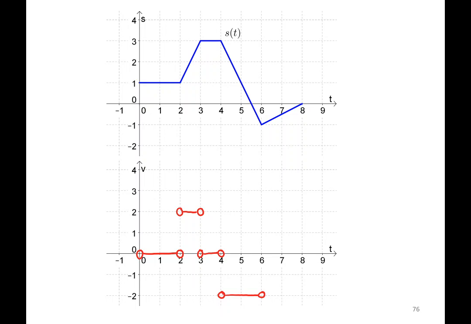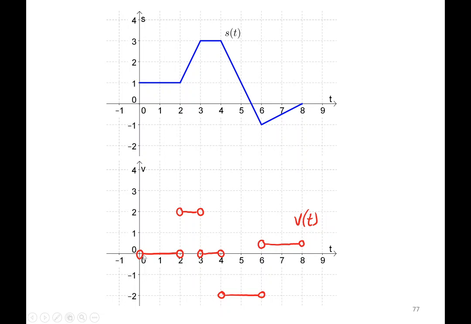And then lastly, from t equals 6 to t equals 8, what's the velocity? If you said a half, you're correct. So 1 over 2, which is a half meter per second. So there's the velocity graph right there.